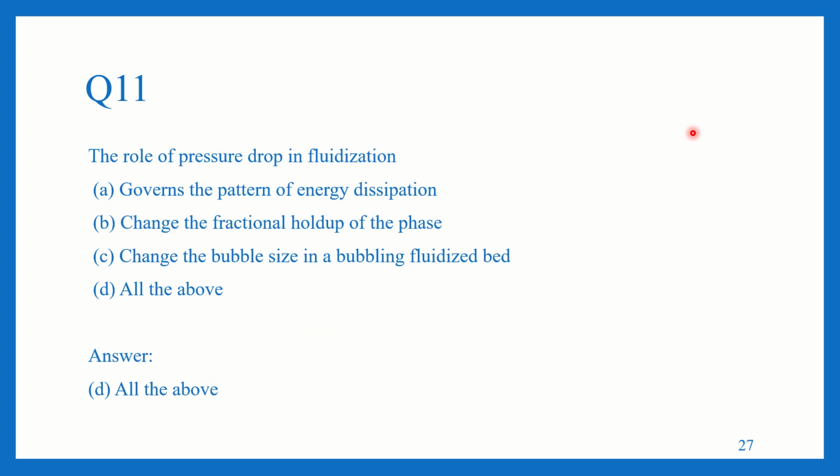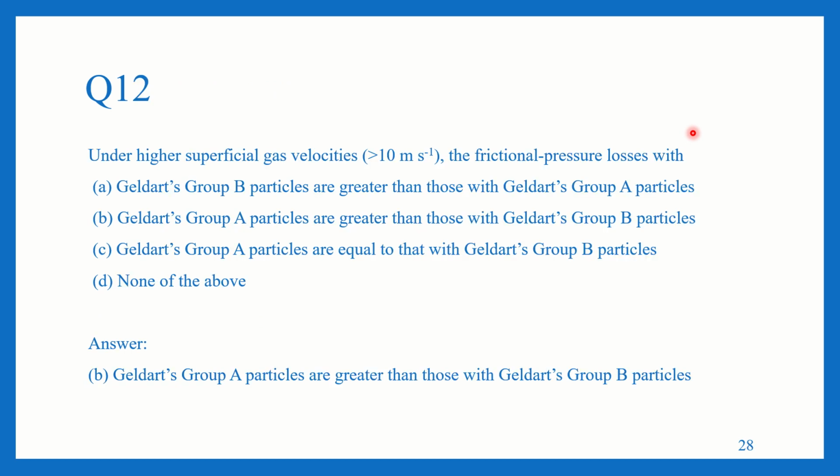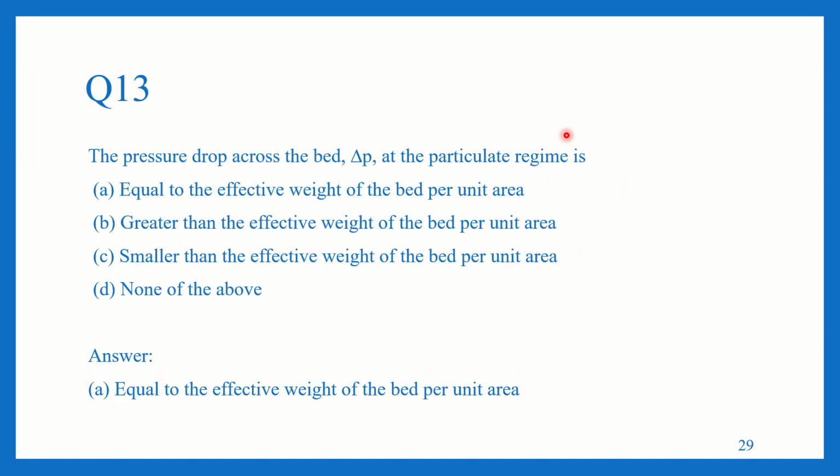So the pressure drop in fluidization affects almost everything, like bubble size, fractional holdup, and the pattern of energy dissipation. And we know that at lower superficial gas velocity, the frictional pressure drop does not change with particle diameter. Whereas at higher superficial gas velocity, the frictional pressure loss of Geldart A particles, that is the smaller particles, is greater than that of Geldart B particles. Pressure drop across the bed in the particulate regime is equal to the effective weight of the bed per unit area.